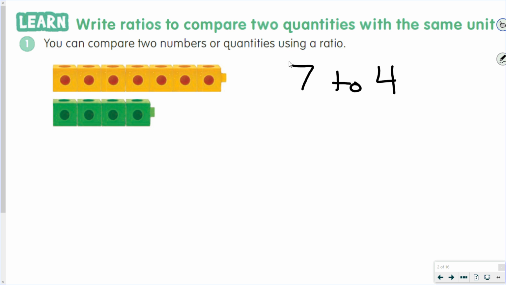Another way you can write your ratio is, again, we're putting the number of orange blocks first because we want orange to green. Instead of the word "to," we use a colon, and then we put the number of green blocks second. And then the third way to write the ratio is in the form of a fraction. So I want orange blocks first, green blocks second, so it'd be 7 to 4. If I had asked you to write the number of green blocks to orange blocks, our ratio would be flipped around and it would read 4 to 7.